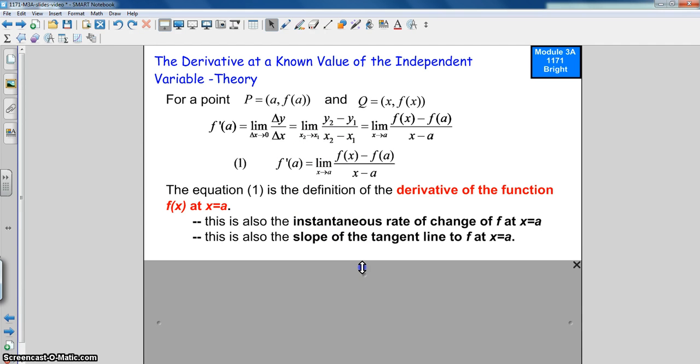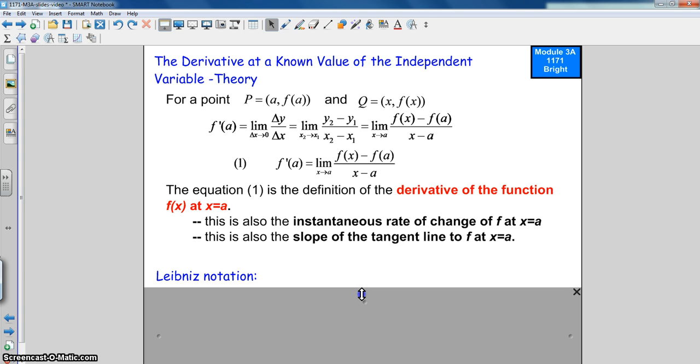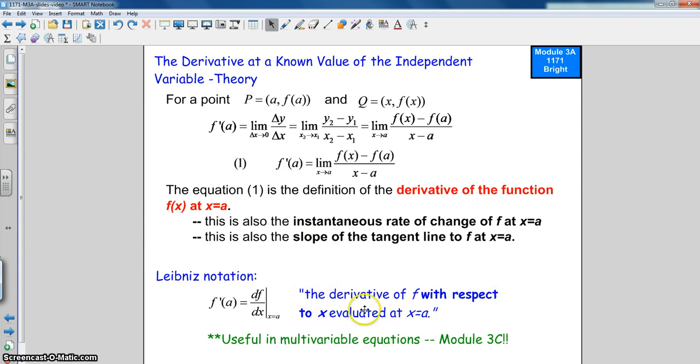Now there is another way to communicate this idea of a derivative, and that's using Leibniz notation. So remember, way back in Module 1 we introduced prime notation, and that's what this is. Now the other type of notation, which will be useful later on in Module 3, is called Leibniz notation. And this is read df over dx evaluated at x equal to a. And that's the same thing as writing f prime of a.